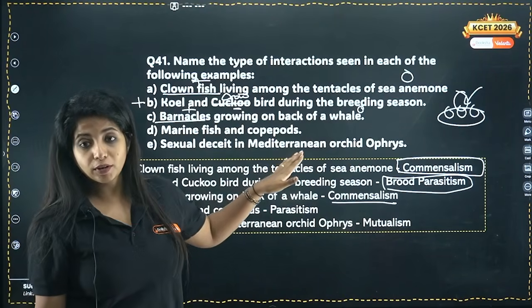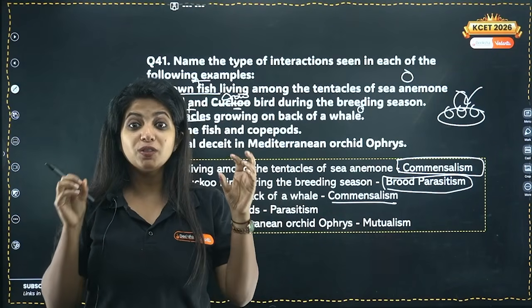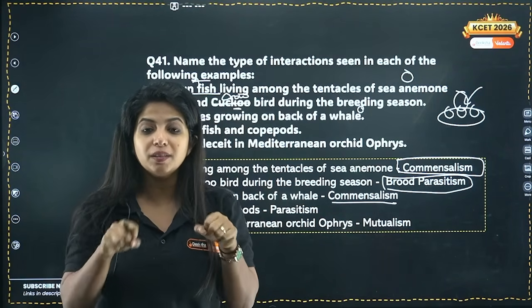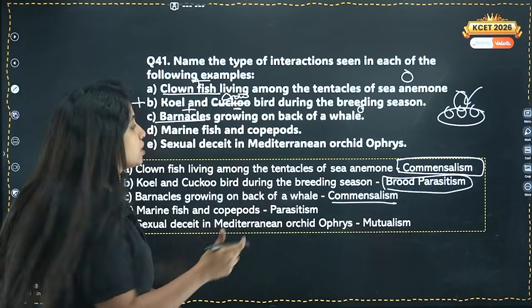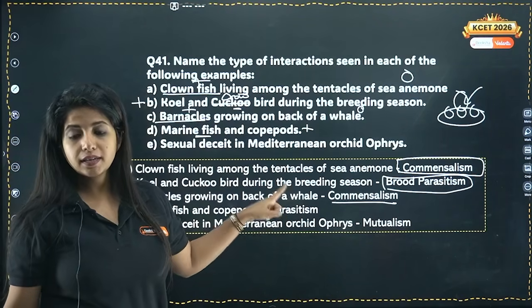Marine fish and copepods. So marine fish is there. On the surface of it, you have copepods, and these copepods are actually feeding on the marine fish. So it's a parasitic relationship where one is getting benefit, another one is getting harmed. This is what? Parasitism.